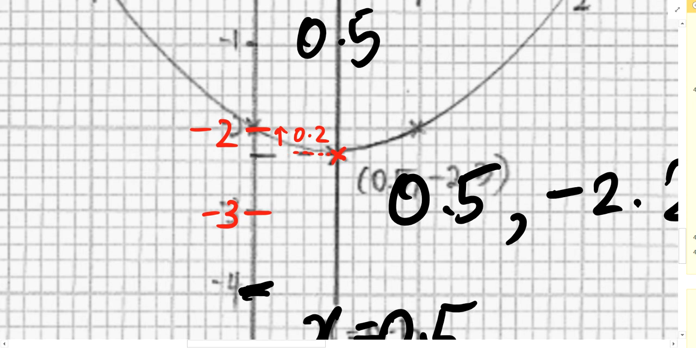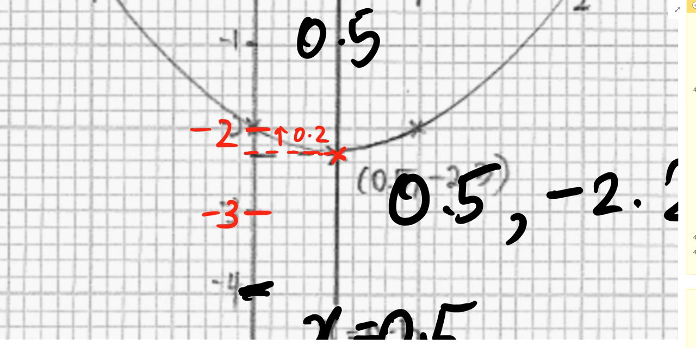Now, does this lie nicely on 0.2? Does it lie very nicely on negative 2.2? No, it doesn't. Does it lie on negative 2.4? No, it doesn't. It lies in between, right? If it lies in between, there is only one answer. That is negative 2.3. You cannot come and tell me that it is negative 2.25. Do you understand what I'm saying?